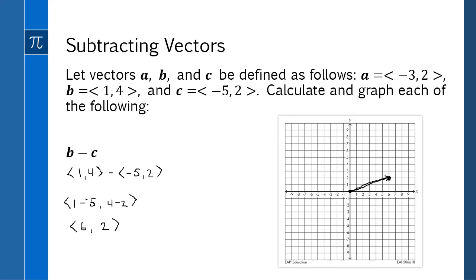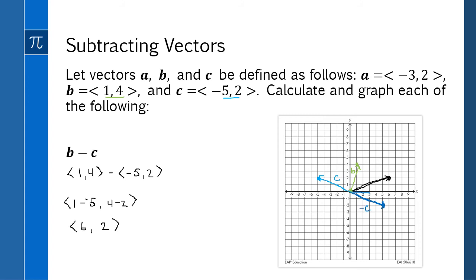Graphically speaking, vector b is given by 1, 4. So starting at the origin, vector b would go to the right by 1 and up by 4. Vector c is given by negative 5, 2. So going to the left 5 and up 2, that would be vector c. So if I want to subtract c, or find vector negative c, then that would be going to the right by 5 and down by 2. So in standard position, this would be vector negative c.